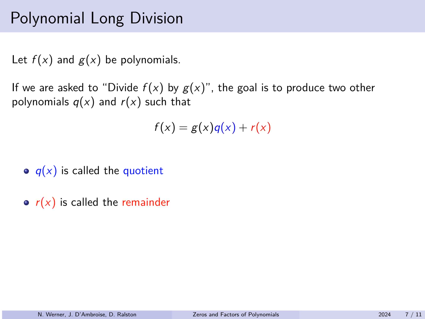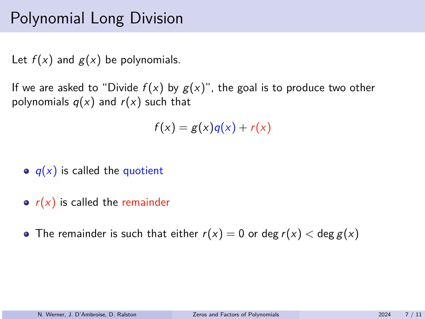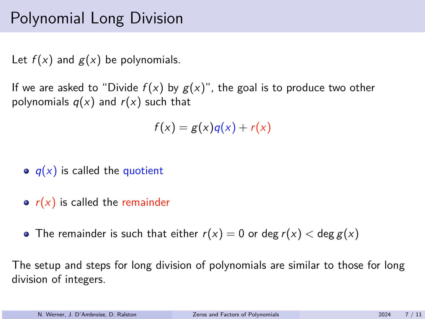And if you've heard these terms before, it's extremely similar to classical long division of integers. The remainder is either going to be 0 or a polynomial whose degree is strictly smaller than the polynomial we divided by, g of x. So the setup and steps for long division are quite similar to those for long division of integers.